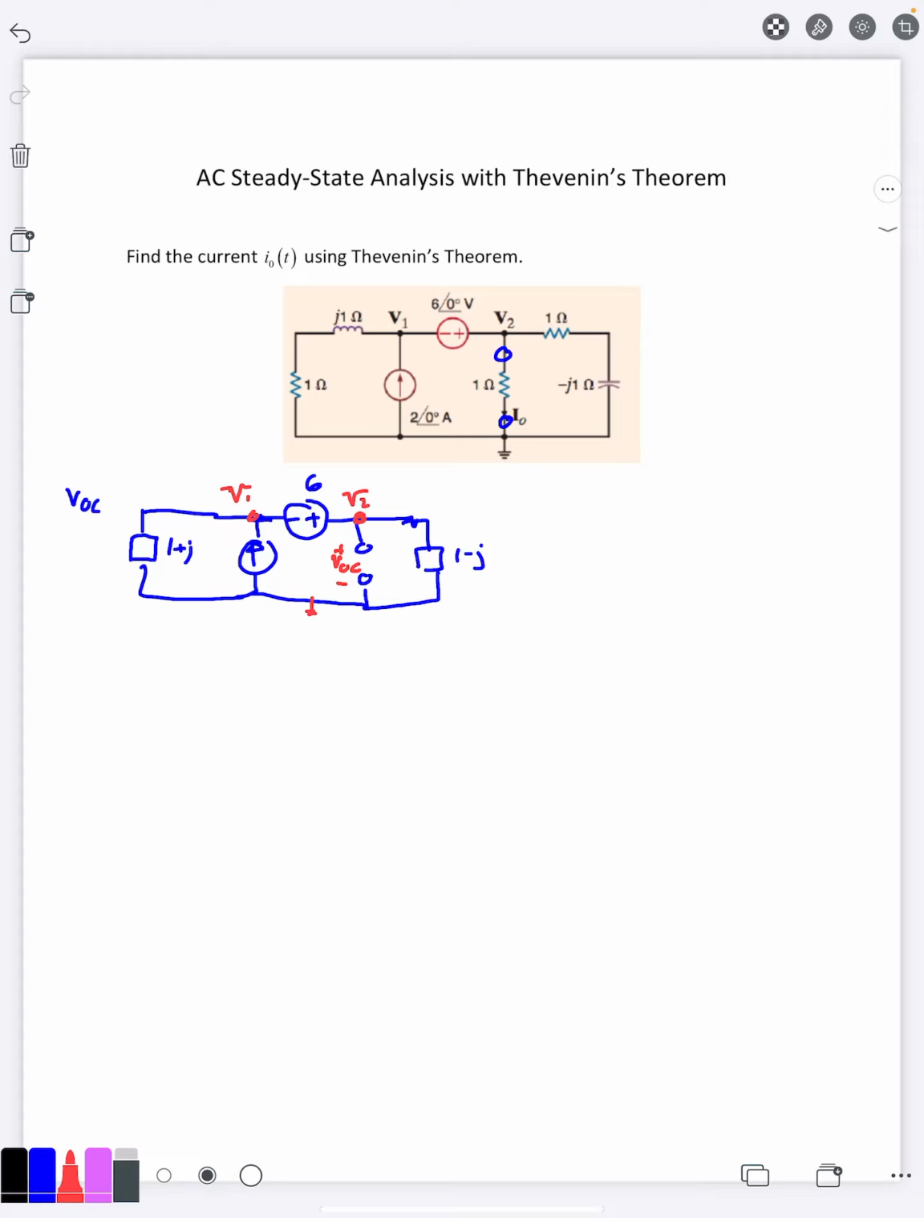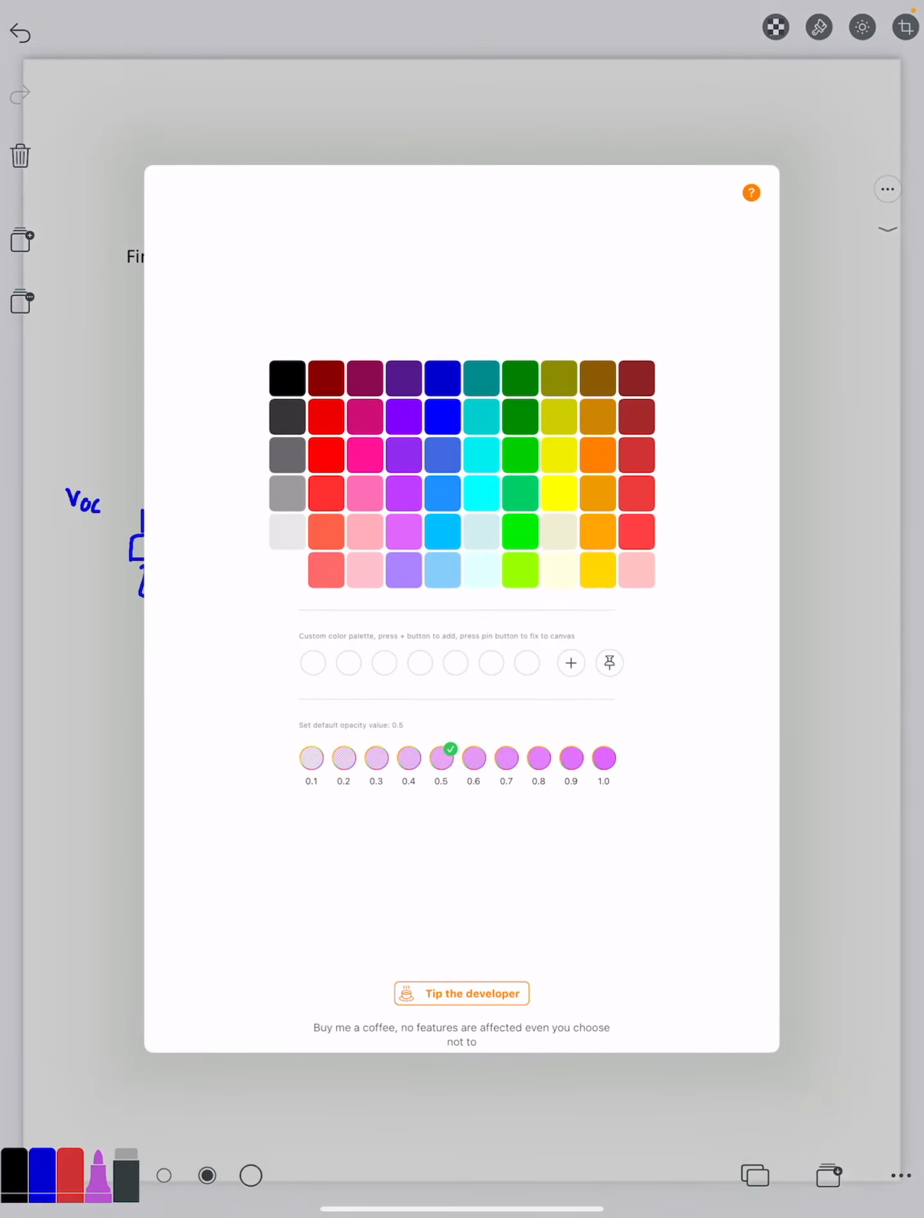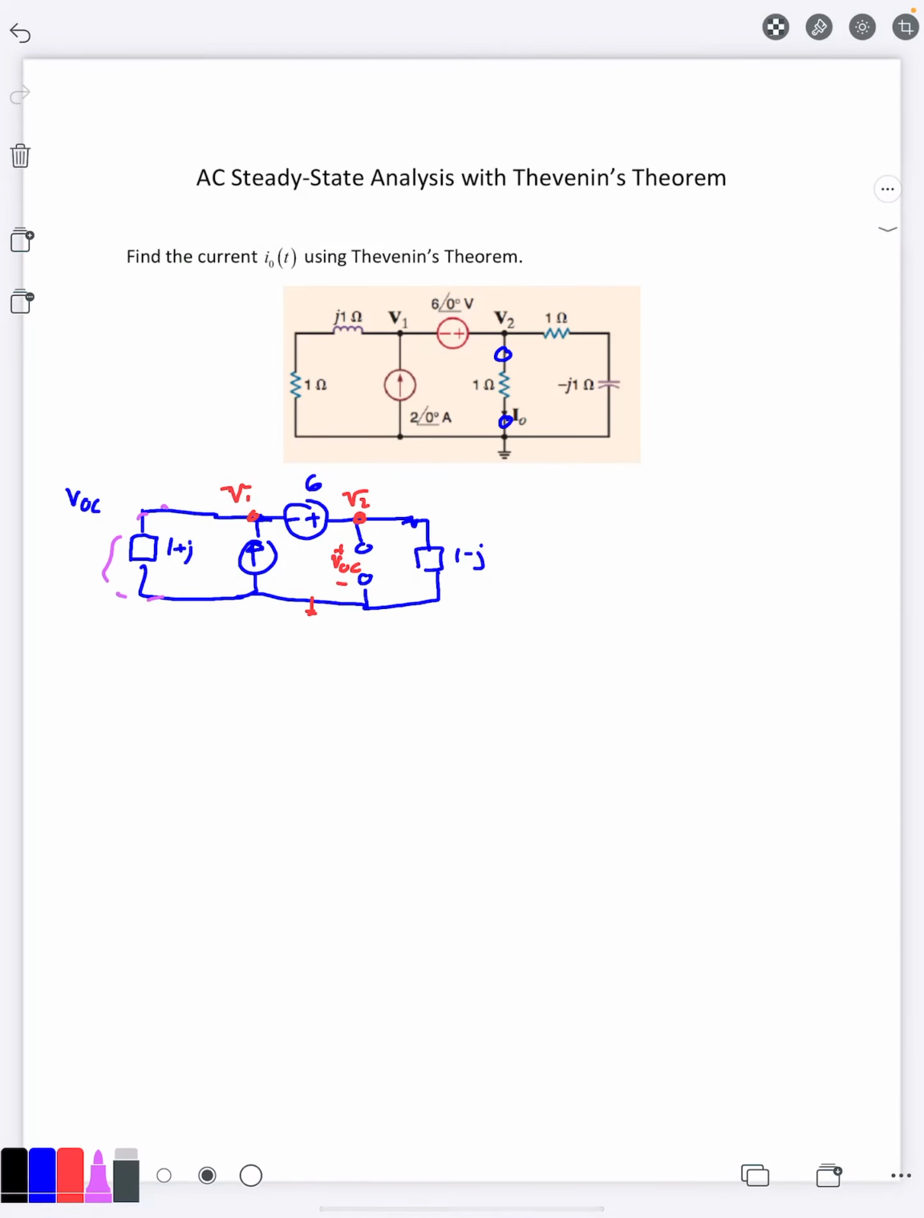I'll probably go ahead, mesh current, there's two meshes. Node voltage, there's two nodes, but you have to do a super node. However, I can even make it easier by just using source transformation here, combining this current source and impedance and making it into a voltage source with an impedance in series. So 1 plus J times 2 is 2 plus 2J.